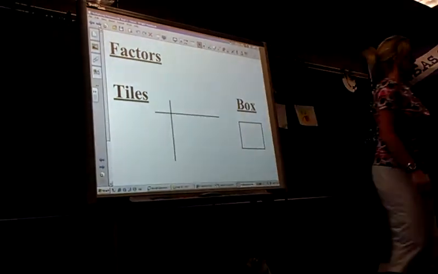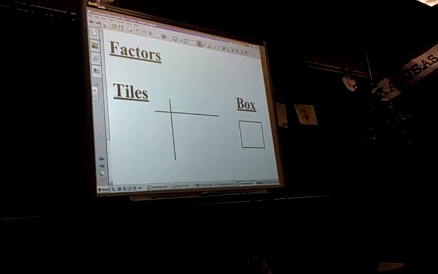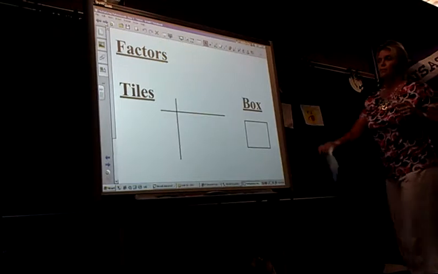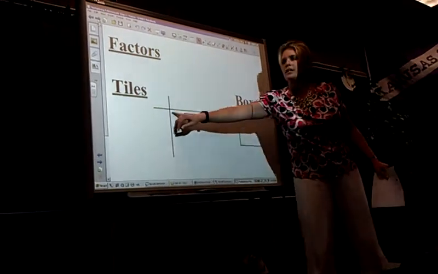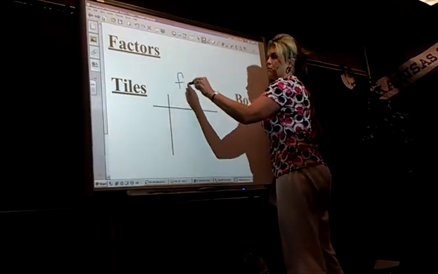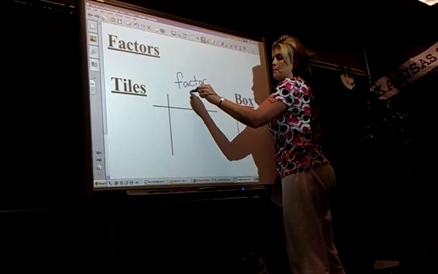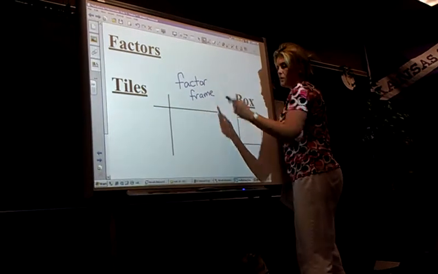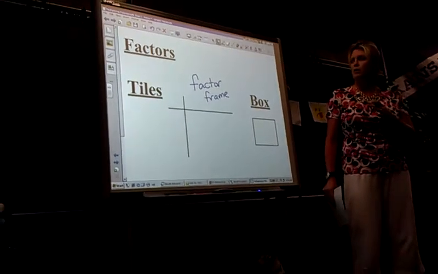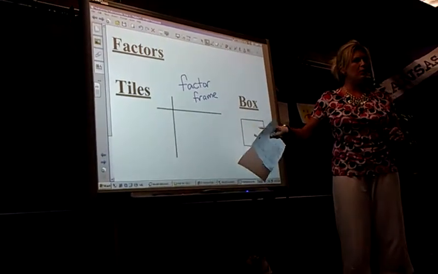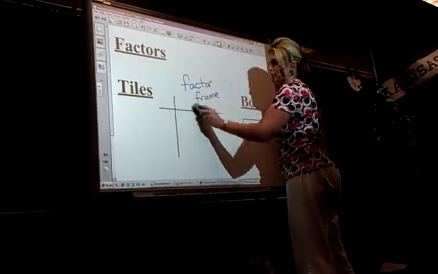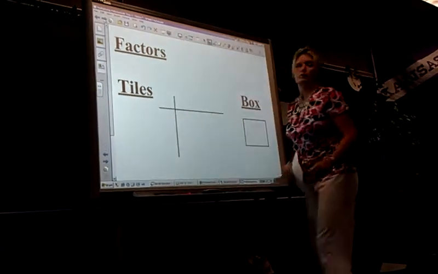Right now, I want you to copy down where it says factors, tiles, and box. This right here is called a factor frame. It's just where we're going to put in our tiles. But when you hear me say draw a factor frame, that's what I'm talking about. This box, I'll explain how we use that in just a minute. I'm going to erase this. Now, factor frame.